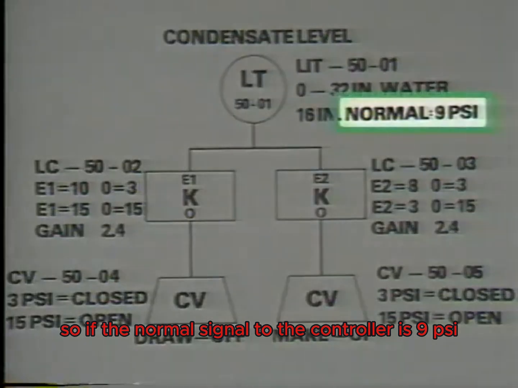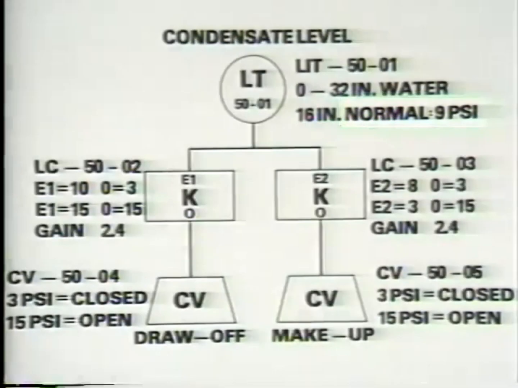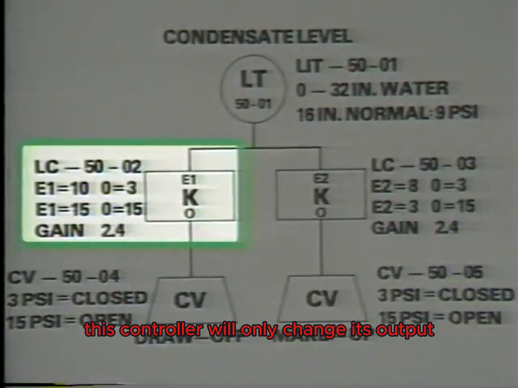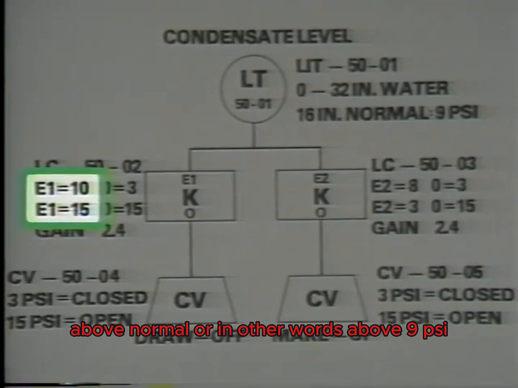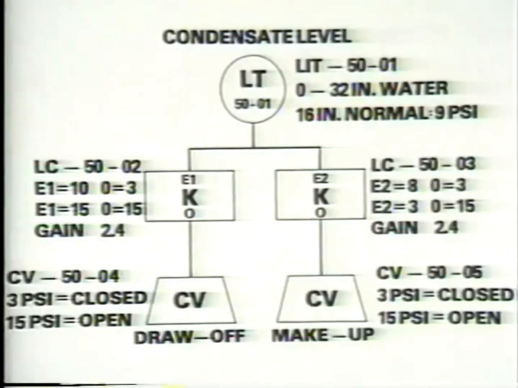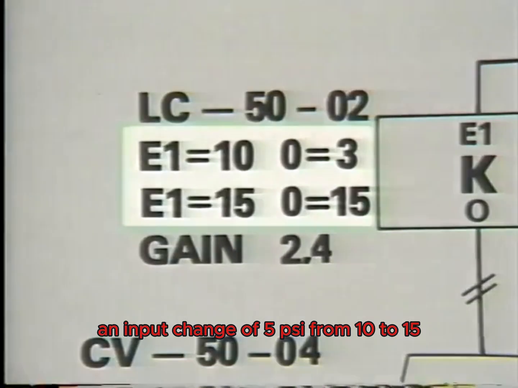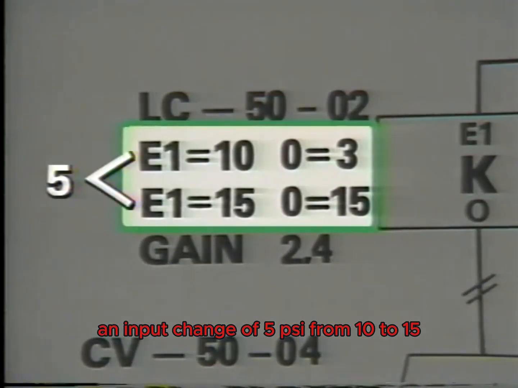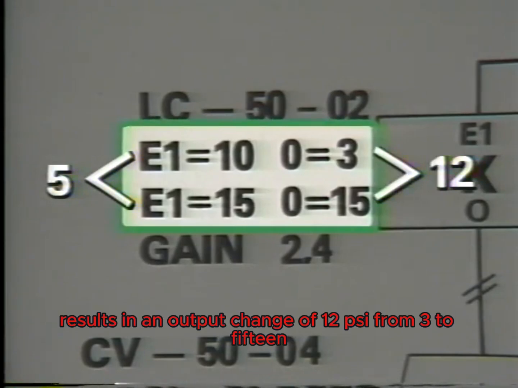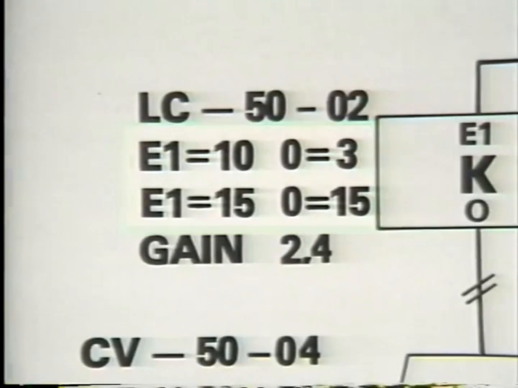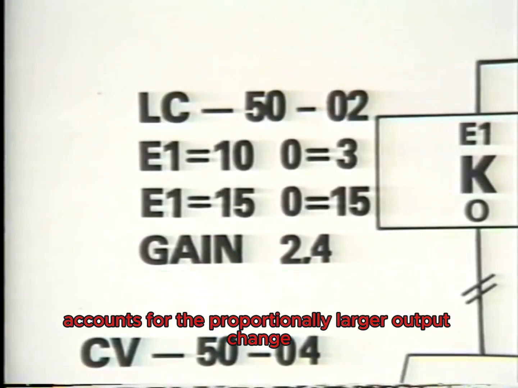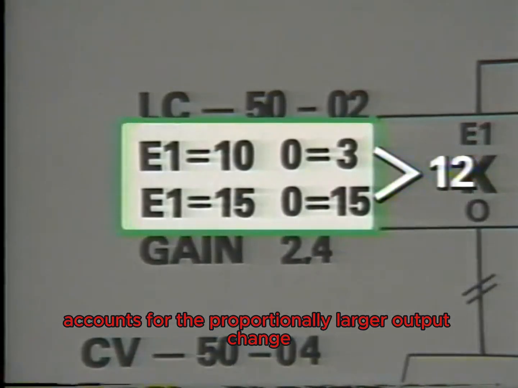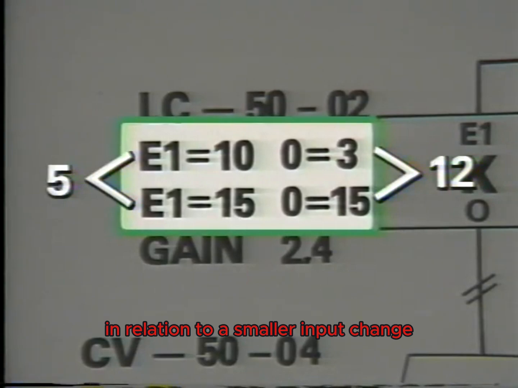So if the normal signal to the controller is 9 psi, this controller will only change its output when it receives a signal indicating a water level above normal, or in other words, above 9 psi. In addition, for this controller, an input change of 5 psi from 10 to 15 results in an output change of 12 psi from 3 to 15. This gain setting of 2.4 accounts for the proportionally larger output change in relation to a smaller input change.